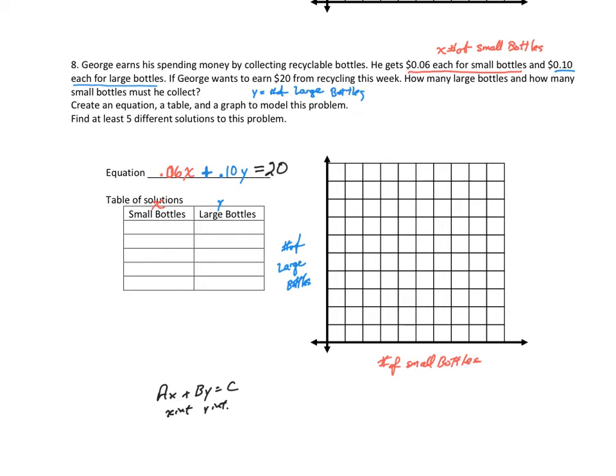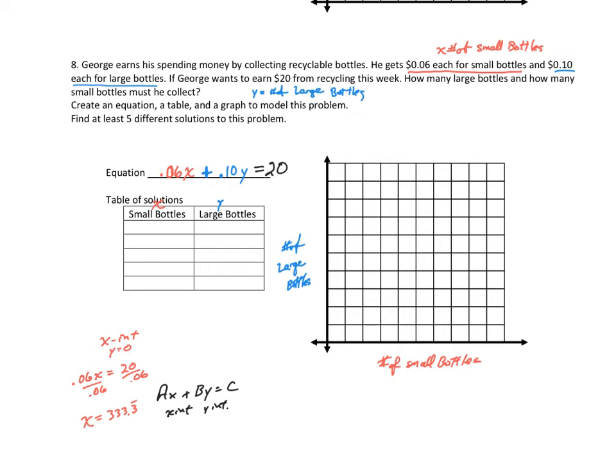So if I was going to find the x-intercept, I would let y equal 0. And if y is equal to 0, then I'm going to have 0.06x equals 20. I have a bad feeling about this. So I'm going to divide by 0.06. So x equals whatever that is. Luckily, I have my calculator here. 20 divided by 0.06. Oh, that's bad news. I got 333.3 repeating.